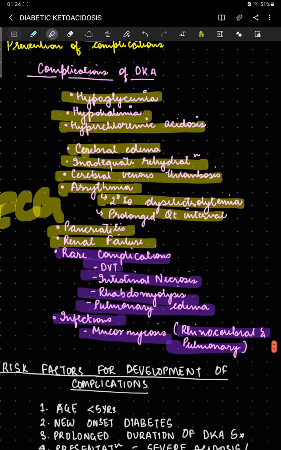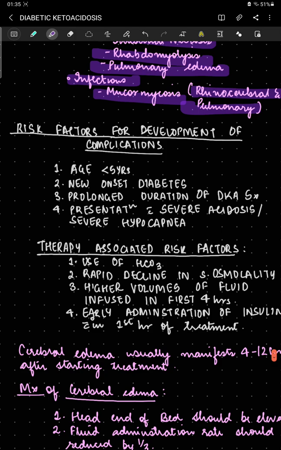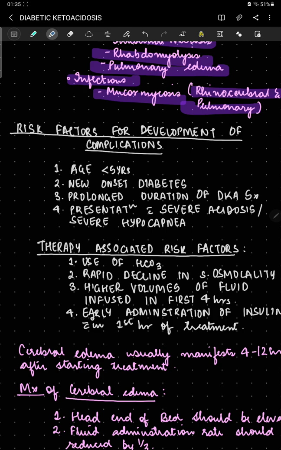Now, as these are all the complications of DKA, there are certain risk factors that warn us beforehand that this child might develop some or other complication of DKA. First of all, if the age of the child is less than 5 years. Second, if there is any new onset diabetes. Third, if there is prolonged duration of the DKA symptoms. And fourth is persistent and severe acidosis, and respiratory compensation leads to severe hypocapnia, right?